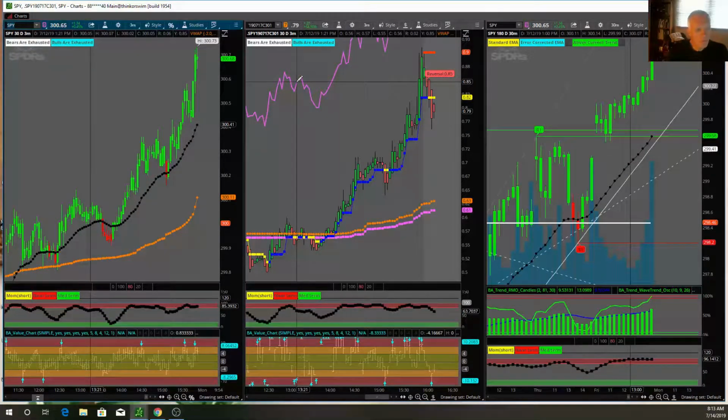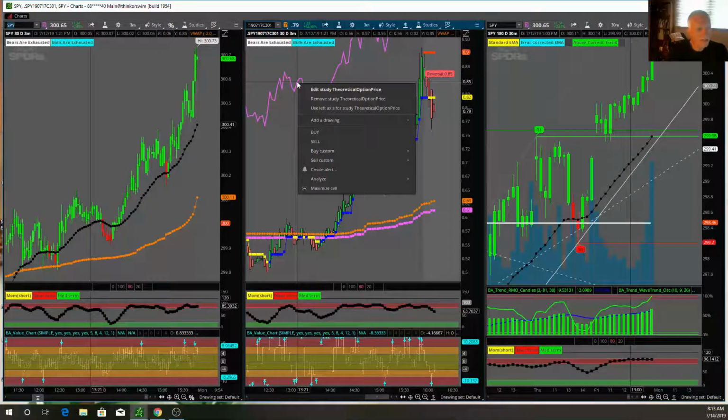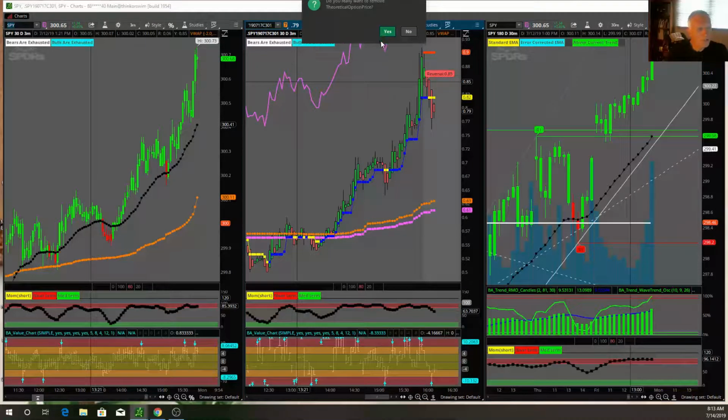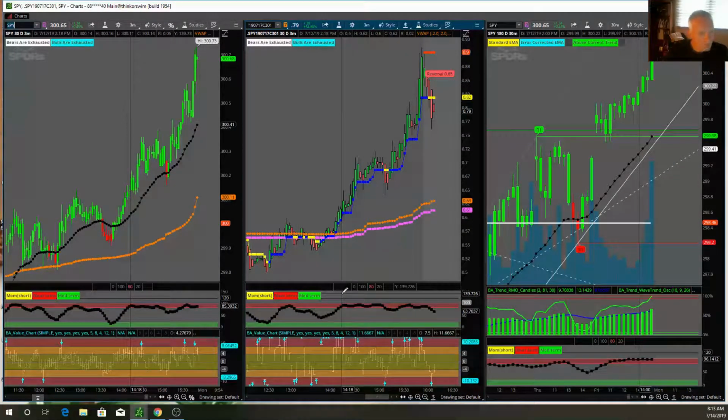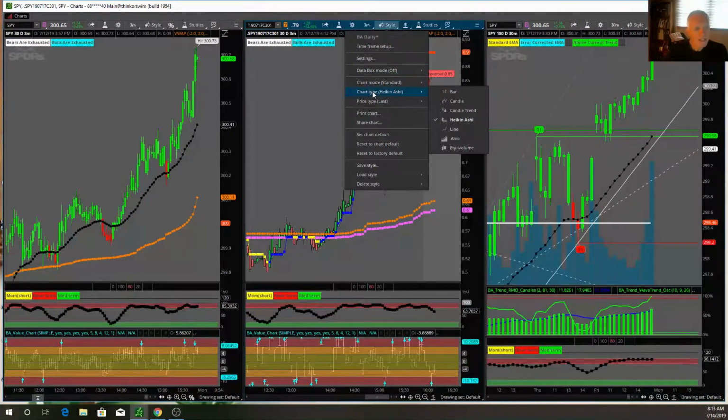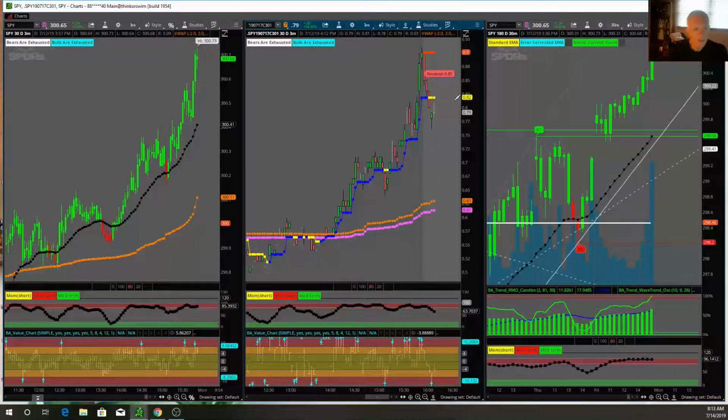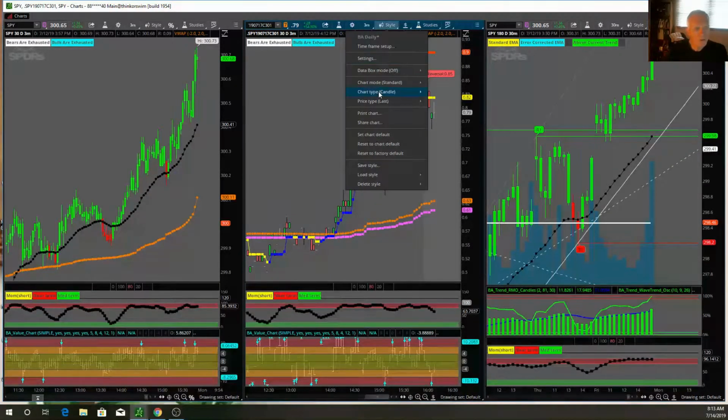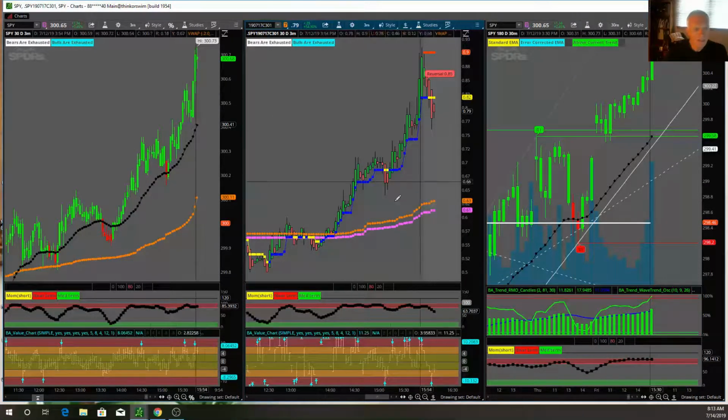Alright, this is a theoretical option pricing, so we just want to get rid of that. That has no bearing on what we're looking at here. Now what I've done here is on style, I have changed from what most of the charts we trade have, either candle or candle trend type of thing. So that's what candle bars look like on an option chain. I want to smooth it out a little bit more, so I use what's called a Heikin-Ashi. See, it just fills in things and it gives you a better picture.